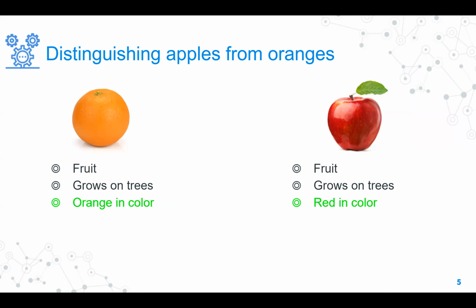For example, if we have a classification problem where we want to distinguish between apples and oranges, obviously they're both fruits, so that's not a really good feature, and they both grow on trees. Since those features are similar, we can't use them to distinguish between the two. But if we distinguish them based on their color, if we choose that feature, then we can easily find the difference between an apple and an orange.